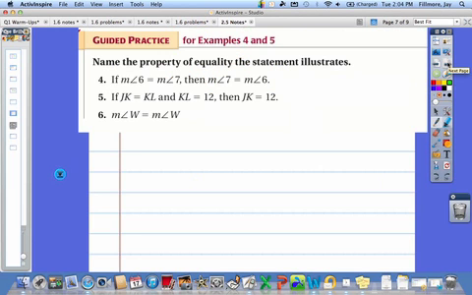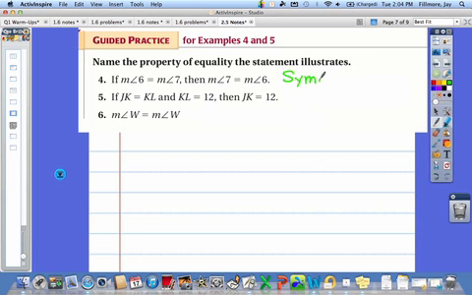So let's name the property of equality that the statement illustrates. For number 4, if the measure of angle 6 equals the measure of angle 7, then the measure of angle 7 equals the measure of angle 6. All we did was switch the order of our 6 and 7. So that's going to be the symmetric property, saying the order doesn't matter when you're saying two things are equal.